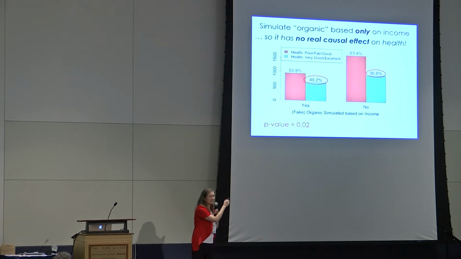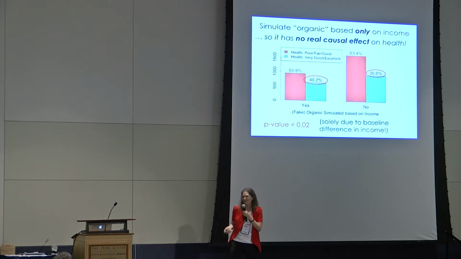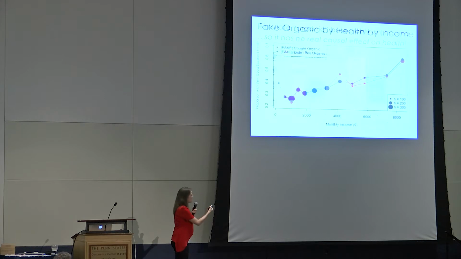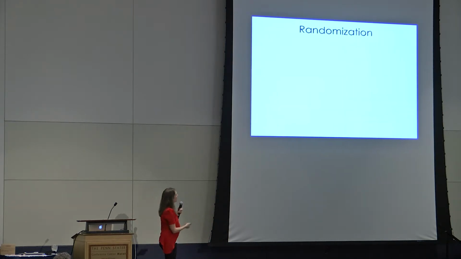So this significant difference pops out, we now know by design, solely due to the baseline difference in income. It's just another way of helping students realize that baseline differences can give you results that are completely spurious, as the book Alan just gave away mentioned. And here, if you look within income, as we would expect, the difference goes away entirely because it was based only on income.